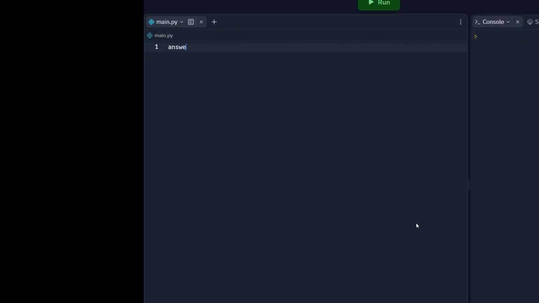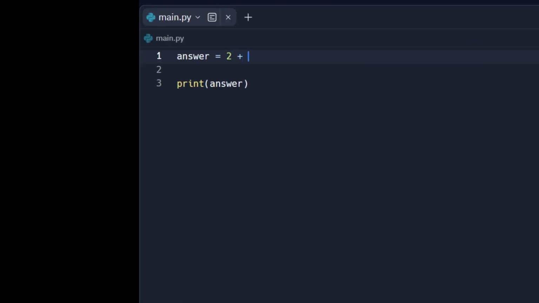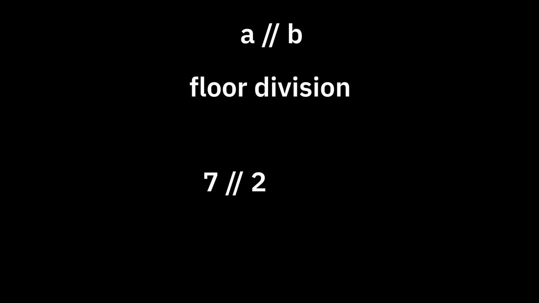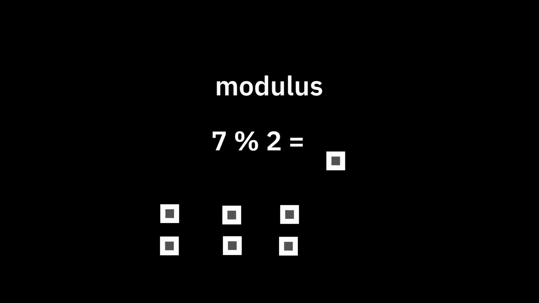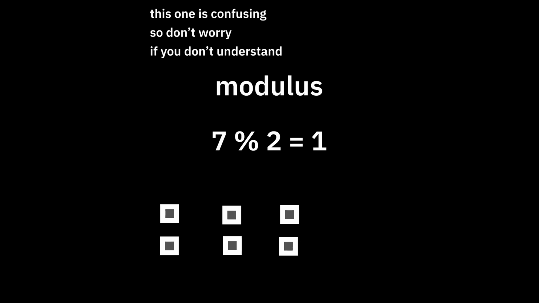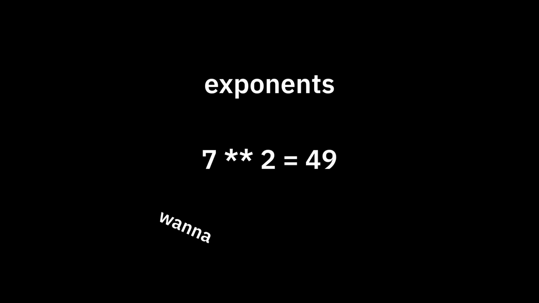Arithmetic. What's that? Math. Here are some basic operations. Let's practice. What's 2 plus 3 times 4? Wow. What about (2 plus 3) times 4? Interesting. Here are some less basic operations. Floor division. Divide, then round down. Modulus. Divide, but take the remainder. This one is confusing. Don't worry if you don't understand. And exponents. Want to practice?